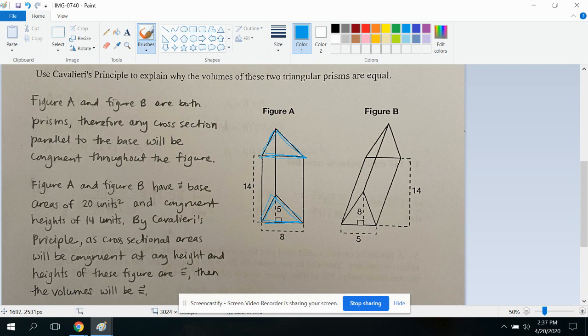So this area of each triangle will be the same, will be 20 units squared. This area will also be 20 units squared. We know they have congruent heights. So I mentioned that. I said, hey, by Cavalieri's principle, cross-sectional areas will be congruent at any height, which is key, and heights of these figures are congruent, so the volumes will be congruent. Not going to stress you out too much with this type of problem. I just wanted you to get some exposure.